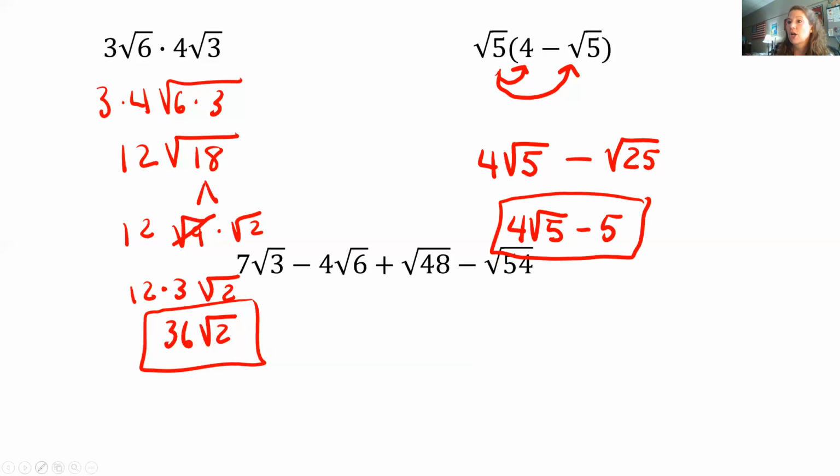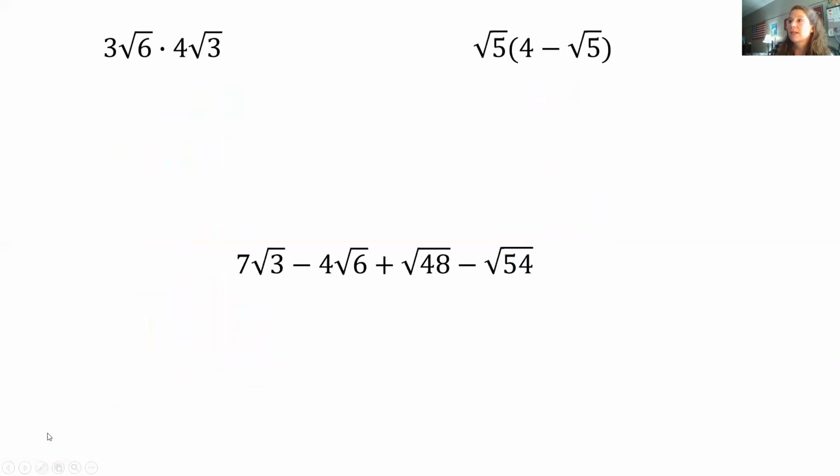All right, here's a long one. Let's see what we can do with this. So the first one can't be simplified. Square root of 3, can't do anything with that. 6, the only factors of 6 besides 1 and itself are 2 and 3, which are not perfect squares. What can we do with 48?